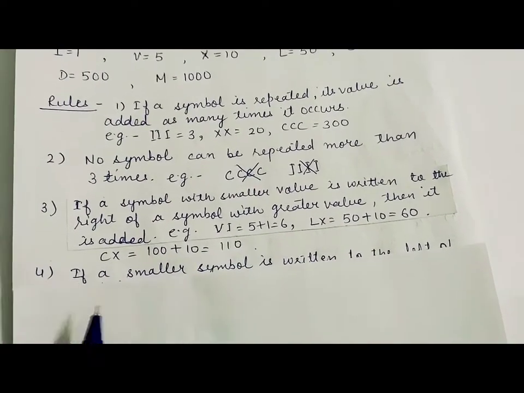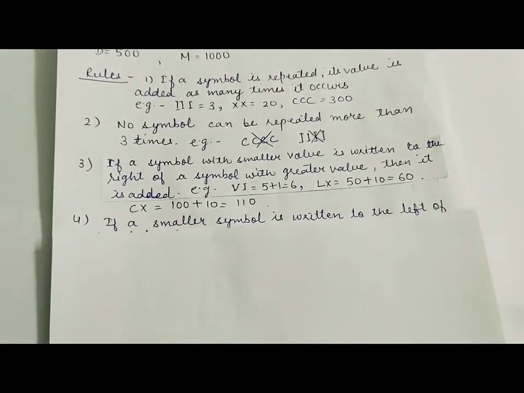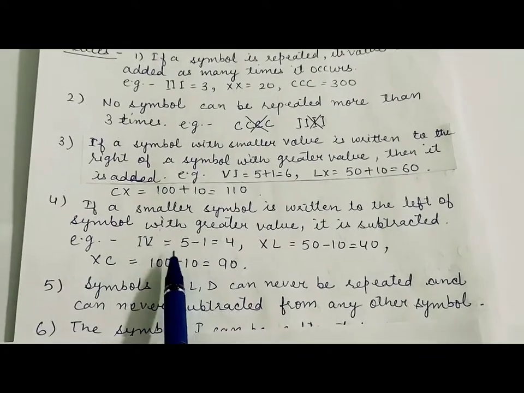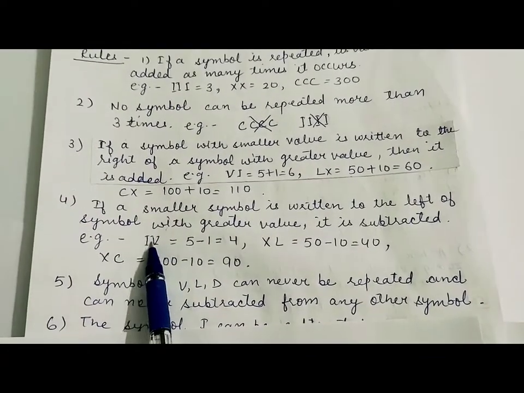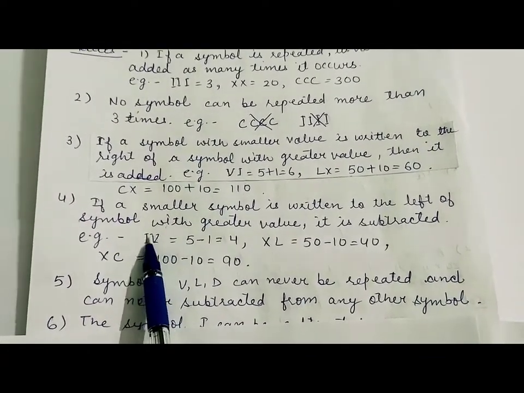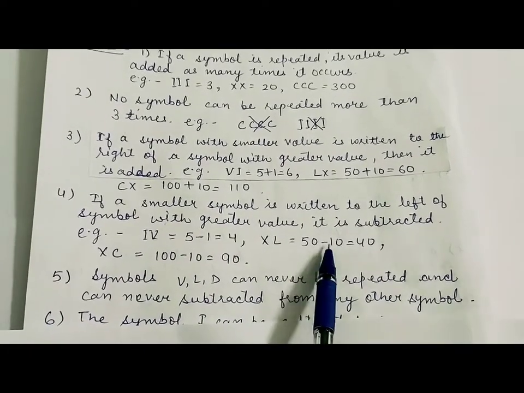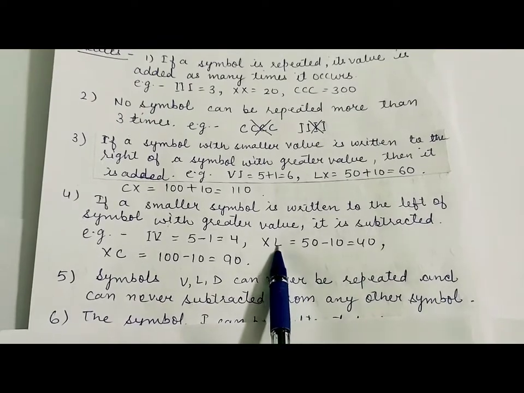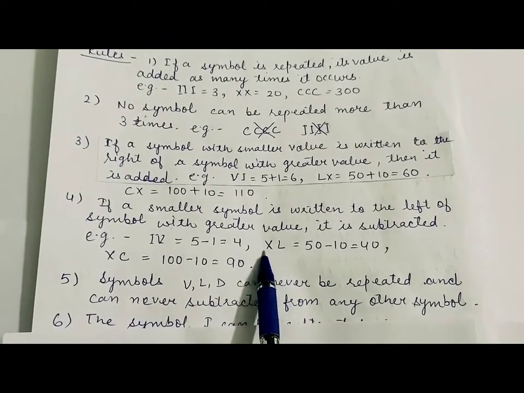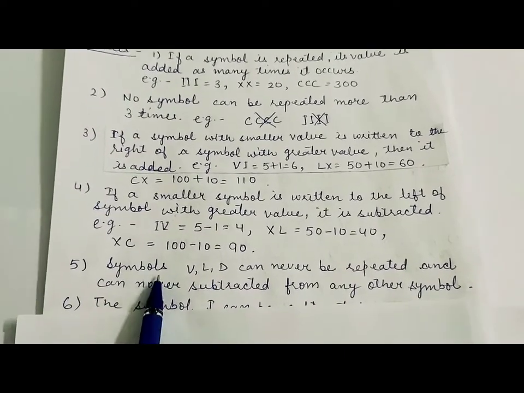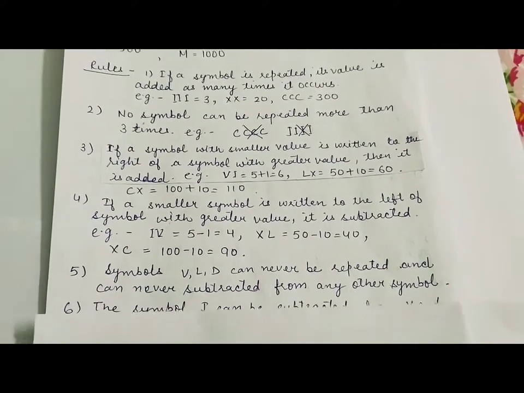So, they are added. Now, if a smaller symbol is written to the left of the symbol with greater value, it is subtracted like this. The smaller symbol is written towards the left, so it is subtracted. So, this is 5 minus 1, 4. Similarly, 50 minus 10 equals 40. This represents 50. This is 10. So, 10 is smaller, which is written to the left. So, that is why it is subtracted.